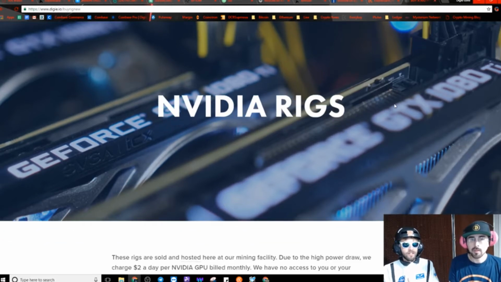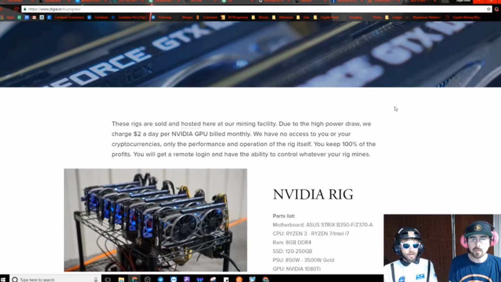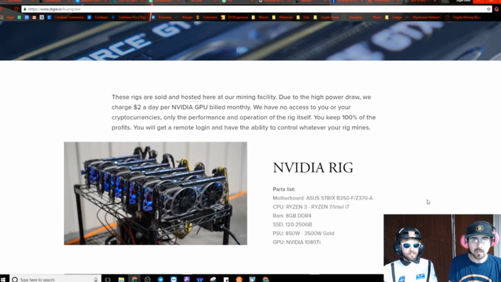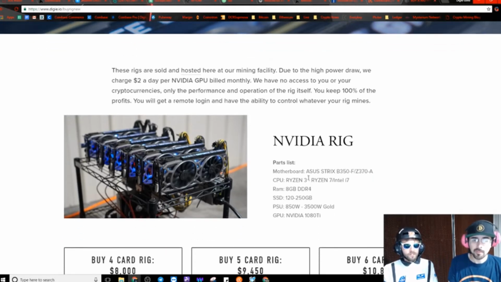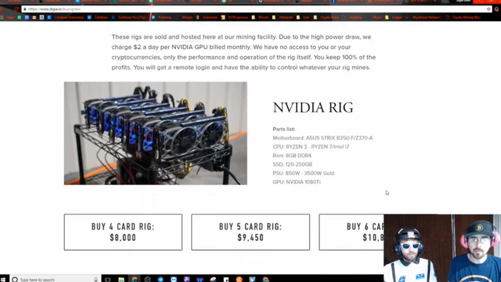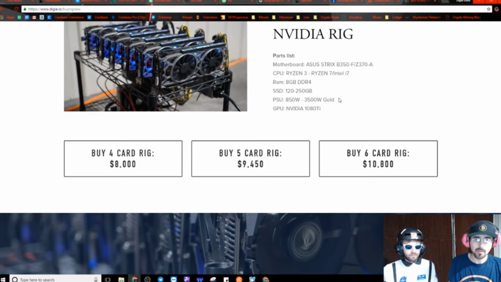We obviously sell NVIDIA rigs, and you can find whatever you want. If it's a 6 or 8 card, that's why we list the type of motherboard. Don't get confused. We have Ryzen 3, 7, and Intel i7 offered. We have up to 3,500 watts.